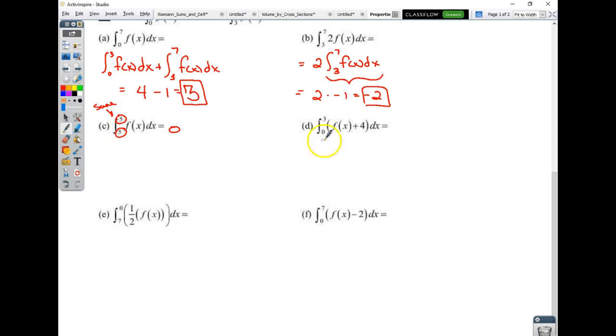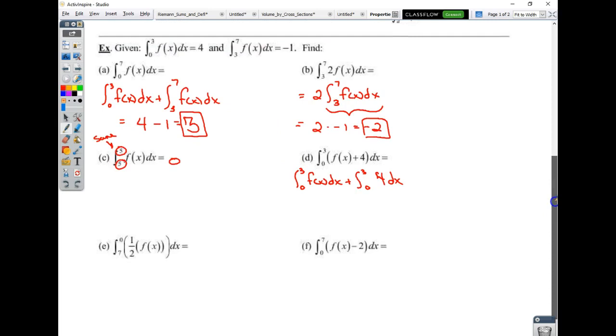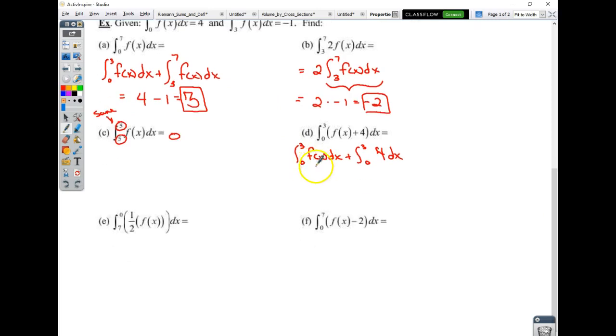Ooh. So here's my fun one. Integral from 0 to 3 of f of x plus 4 dx. So the first thing I want to do is split this: the integral from 0 to 3 of f of x dx plus the integral from 0 to 3 of 4 dx. Well, I know what the integral from 0 to 3 of f of x dx is. That's stated up here. That is 4.